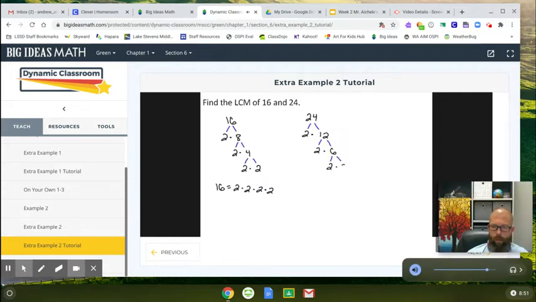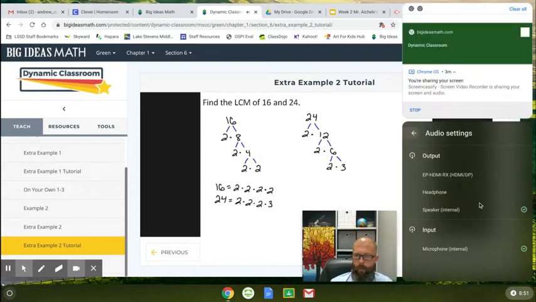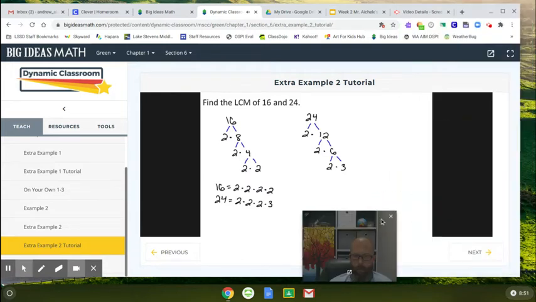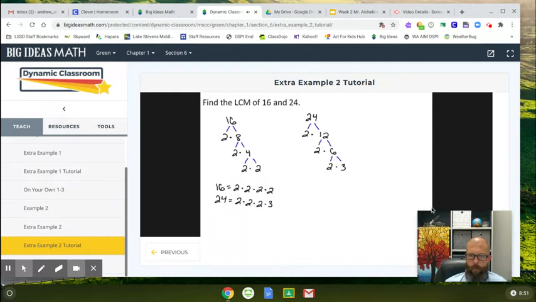Now you want to circle each different factor where it appears the greater number of times. 2 occurs in the prime factorizations of both 16 and 24. However, it occurs more often in the prime factorization of 16. So you want to circle the factors of 2 in the prime factorization of 16. Then 3 only appears in the prime factorization of 24. So you want to circle the factor of 3 in the prime factorization of 24.